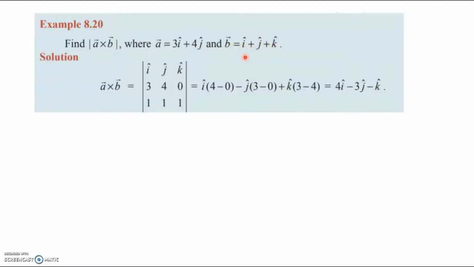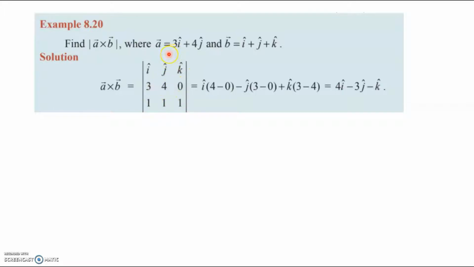So, we know that for the vector A cross product with the B vector, the formula is, if A has A1, A2 and A3 as the coefficients of I cap, J cap and K cap, and you have B1, B2 and B3 as the coefficients of I cap, J cap and K cap, then your resultant A cross product with B is nothing but the determinant of I cap, J cap, K cap, A1, A2, A3, B1, B2, B3.